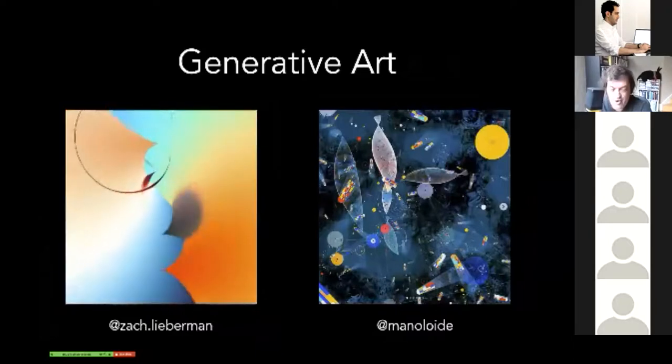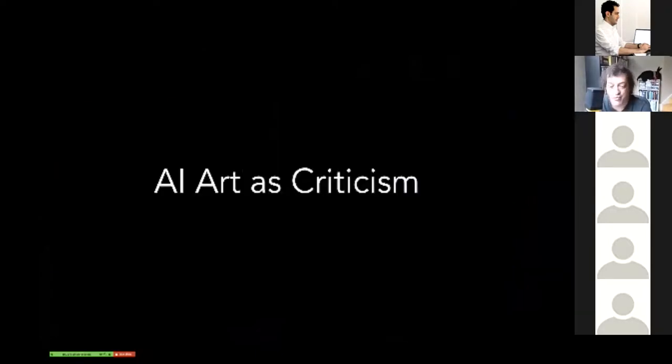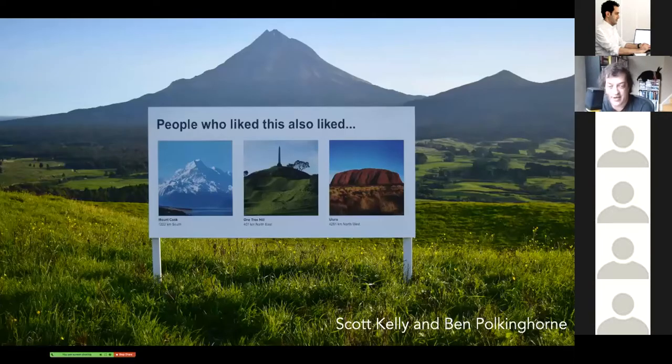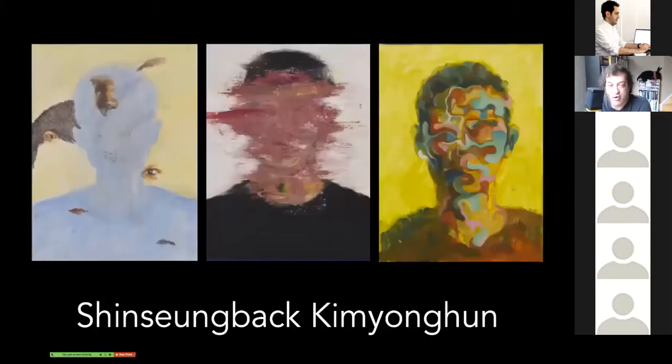One trend in art that I'll mention, just one or two examples, is criticism of the social role of AI in general. So, for example, this is not procedural, but this is a work which critiques the way that social recommendation algorithms can affect the way we see the world. There's also a variety of works such as these, where different artists paint in such a way that faces cannot be recognized by a face recognition algorithm.